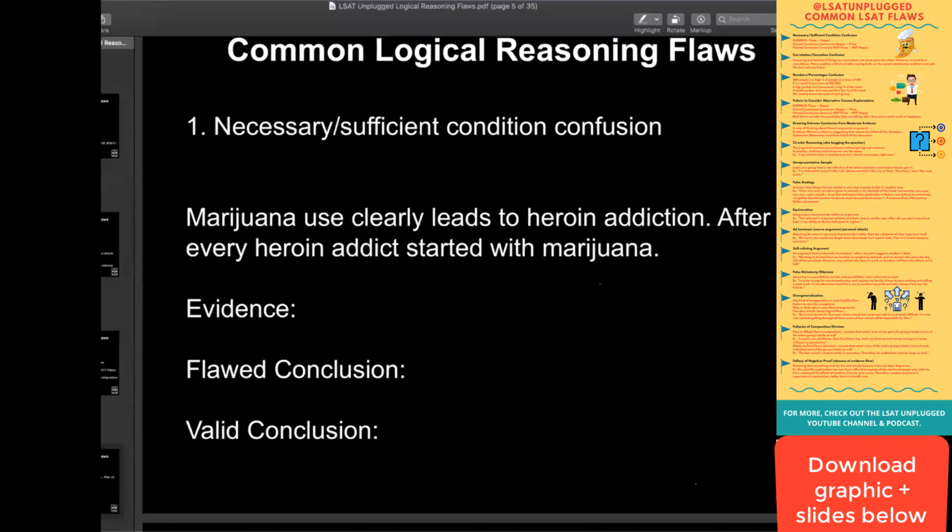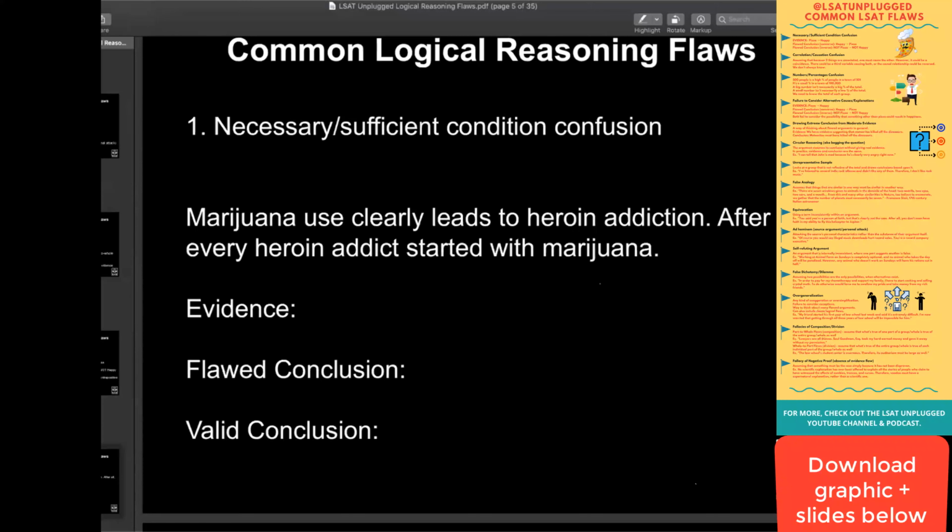Perfect. We got here from Colin, M requires H. Excellent. So, marijuana use clearly leads to heroin addiction. This is the reversal I was talking about previously. It's also known as the converse in logic land. So we're reversing the variables around the arrow without negating. That's an improper or incorrect translation, and it's a failed contrapositive attempt, as I would call it.